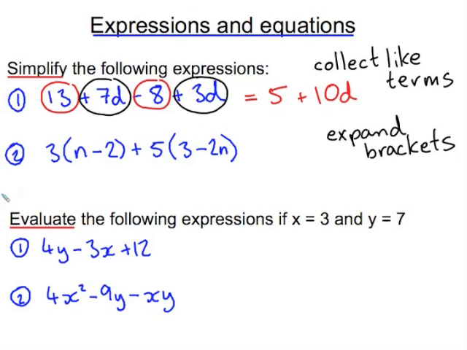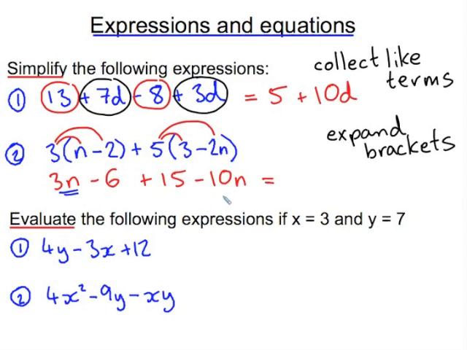So in the second example, 3(n - 2) expands to 3n take 6, plus 5 times 3 is 15, and then 5 and negative 2n, so that's subtract 10n, and then we can collect like terms as before. So 3n take 10n, that's negative 7n, take 6 plus 15, that's plus 9.